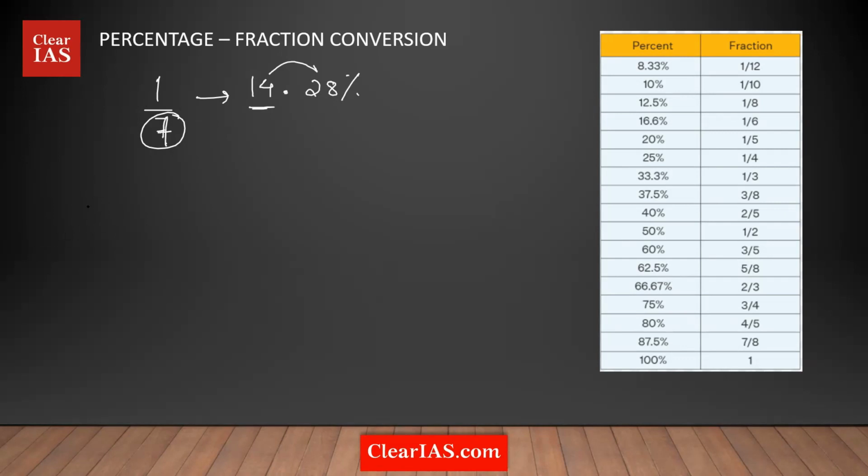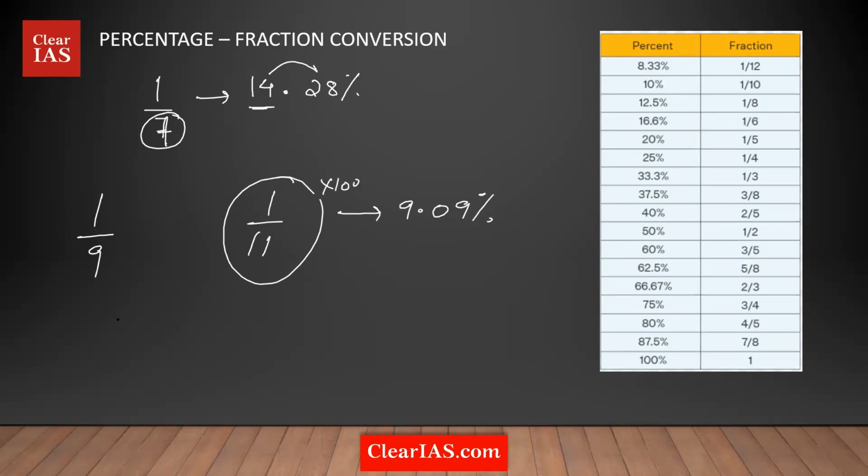And one more connection I would like to say is 1 by 9 and 1 by 11. They're kind of a couple, okay? So 1 by 11, the corresponding percentage is equal to 9.09%. Okay, 1 by 11 into 100 is nothing but 9.09%. Similarly, 1 by 9 is equal to 11.11%. Easy to remember. You can remember 9 and 11 connected. 1 by 11 is 9.09. 1 by 9 is 11.11.